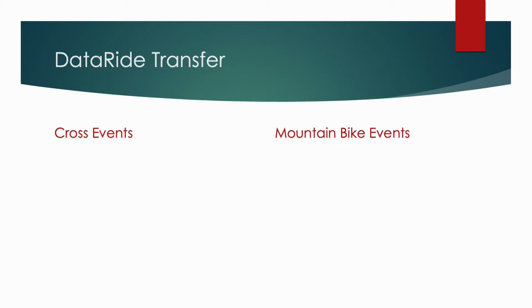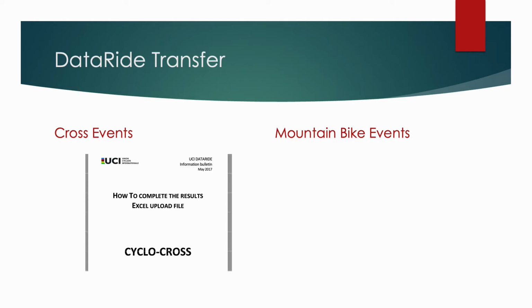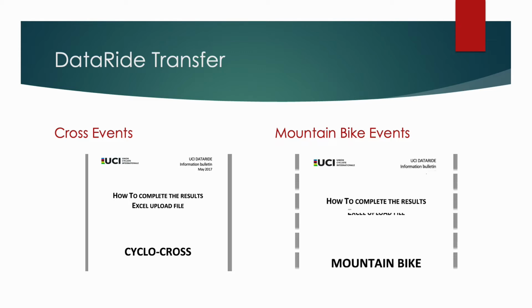If the PCP doesn't want to give you their DataRide login information, send them the file to be uploaded. Go to the course materials for this classroom and download the UCI DataRide information file you're going to need, the DataRide guide for cyclocross events or the DataRide guide for mountain bike events. Save this file to a location where it can be easy to find anytime you need it. It may be able to assist you in troubleshooting and upload.